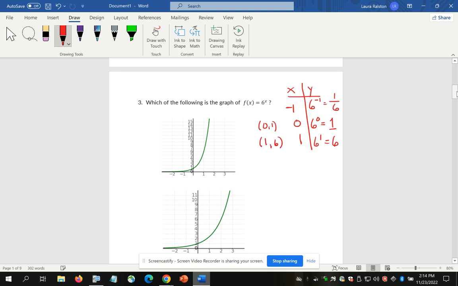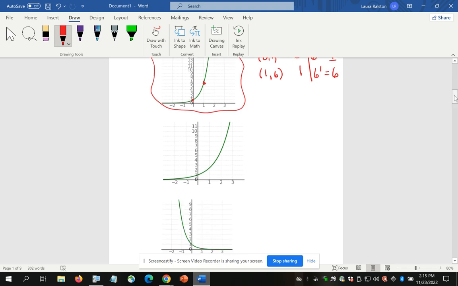1/6. So if I look at this first one, it does look like I have a point at 0, 1. And it does also appear that I have a point at 6, 1. So this is going to be my choice for now. But just because I think it's the first one doesn't mean I shouldn't check the others.